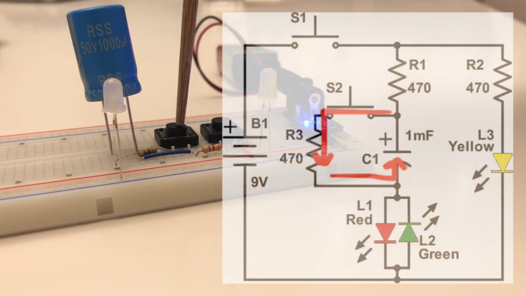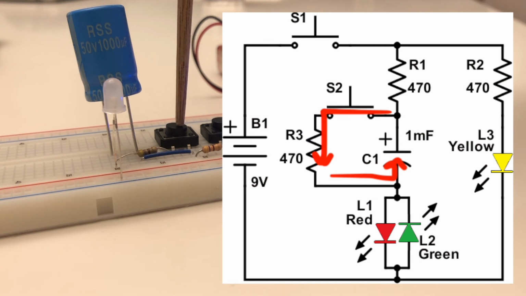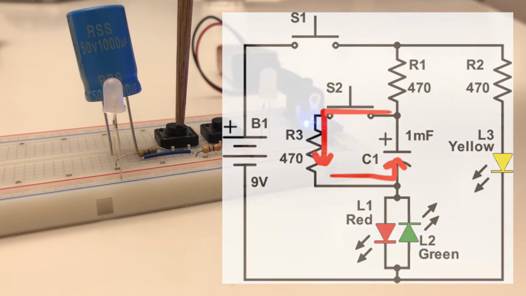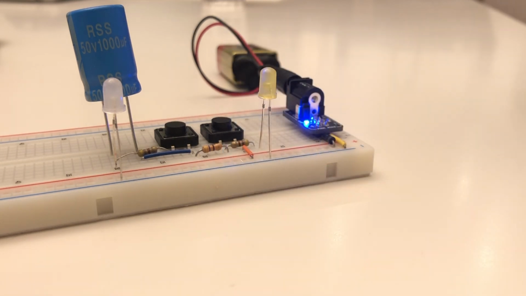Now the current takes the path of least resistance, and the capacitor gets rid of all the charges it had by discharging into itself. This is my prototype of the capacitor visualizer.